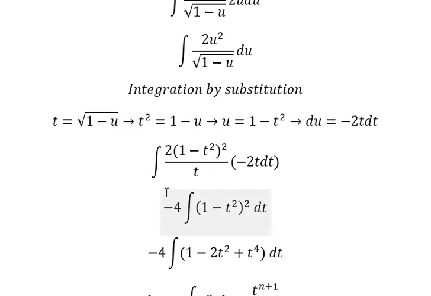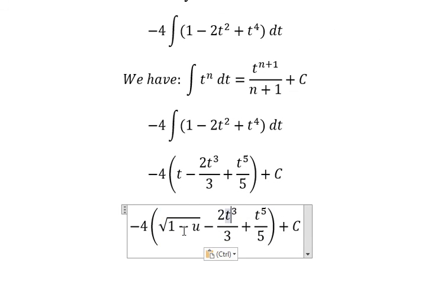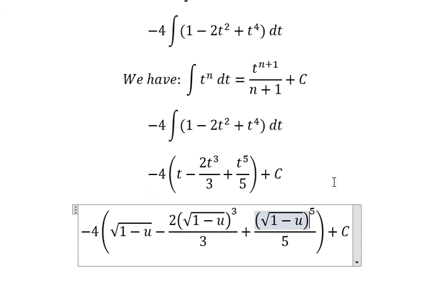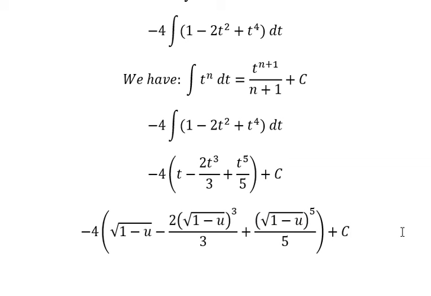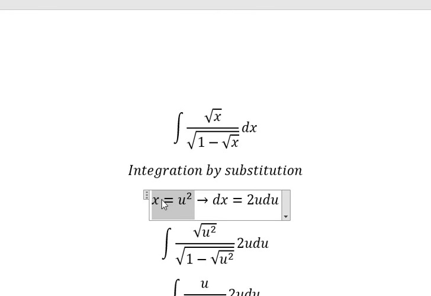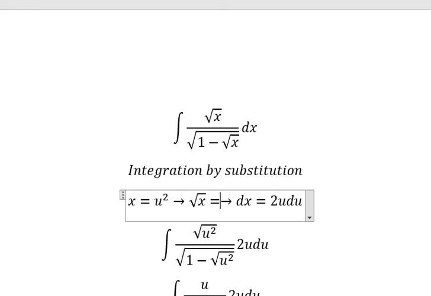About t, that is this one. About u, that is this one. So we put the square root on both sides. So you get the square root of s equals u. So that means we change u into the square root of s.